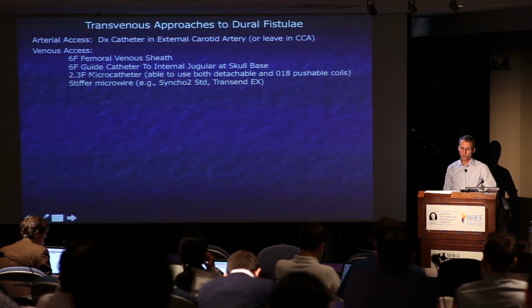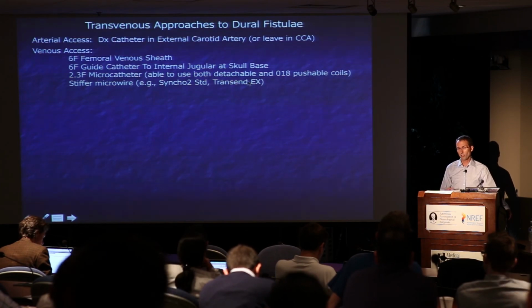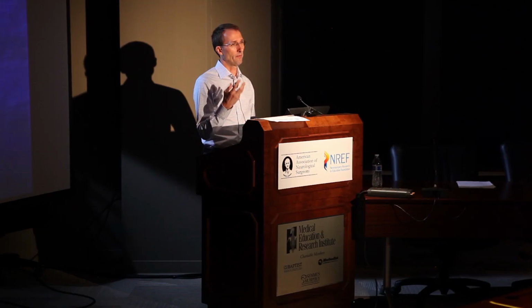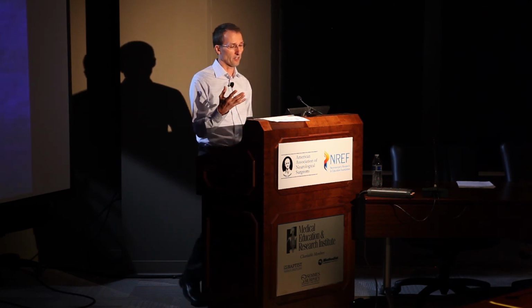So I use a 2.3 French microcatheter. And again, the whole point is I'm going to use detachable coils when I'm in a critical area where I know I want really refined placement of the coil, usually in the high-risk cortical venous drainage. Once I get more comfortable with that, I've secured what I want to secure, and now I just need to pack the hell out of the thing, you can switch to cheaper pushable coils.